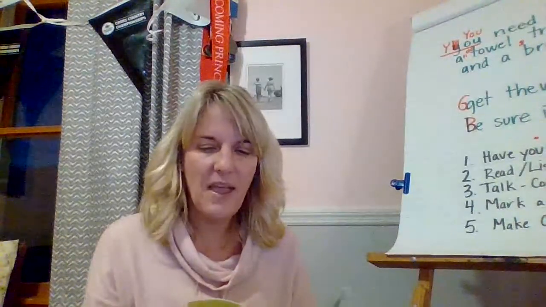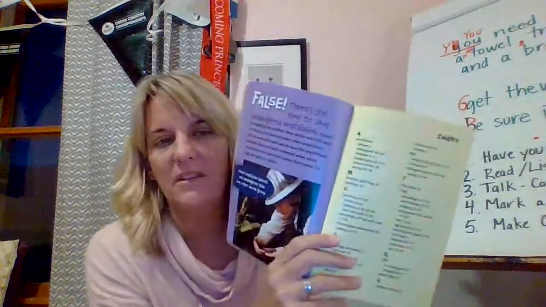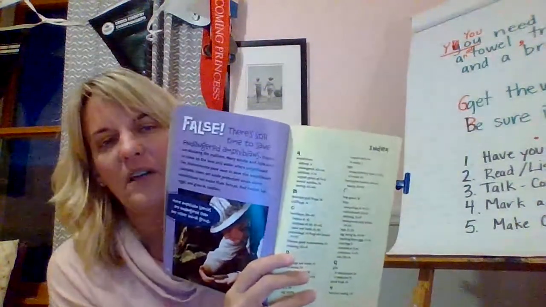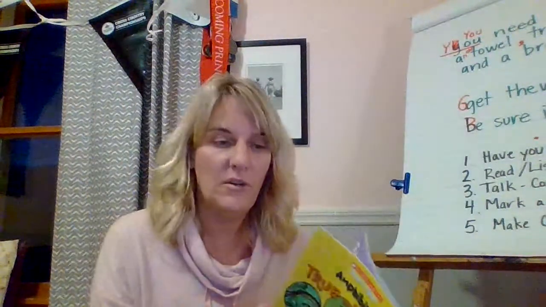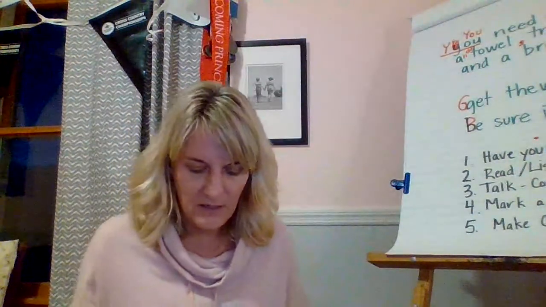And then in the back, I want to show you this. In the back, you could look up different special words in the book, and this is called an index. So let's say I just wanted to learn about salamanders, right? Or tadpoles. I could look that up, and then it would tell me, boys and girls, what page that's on. That's really important.